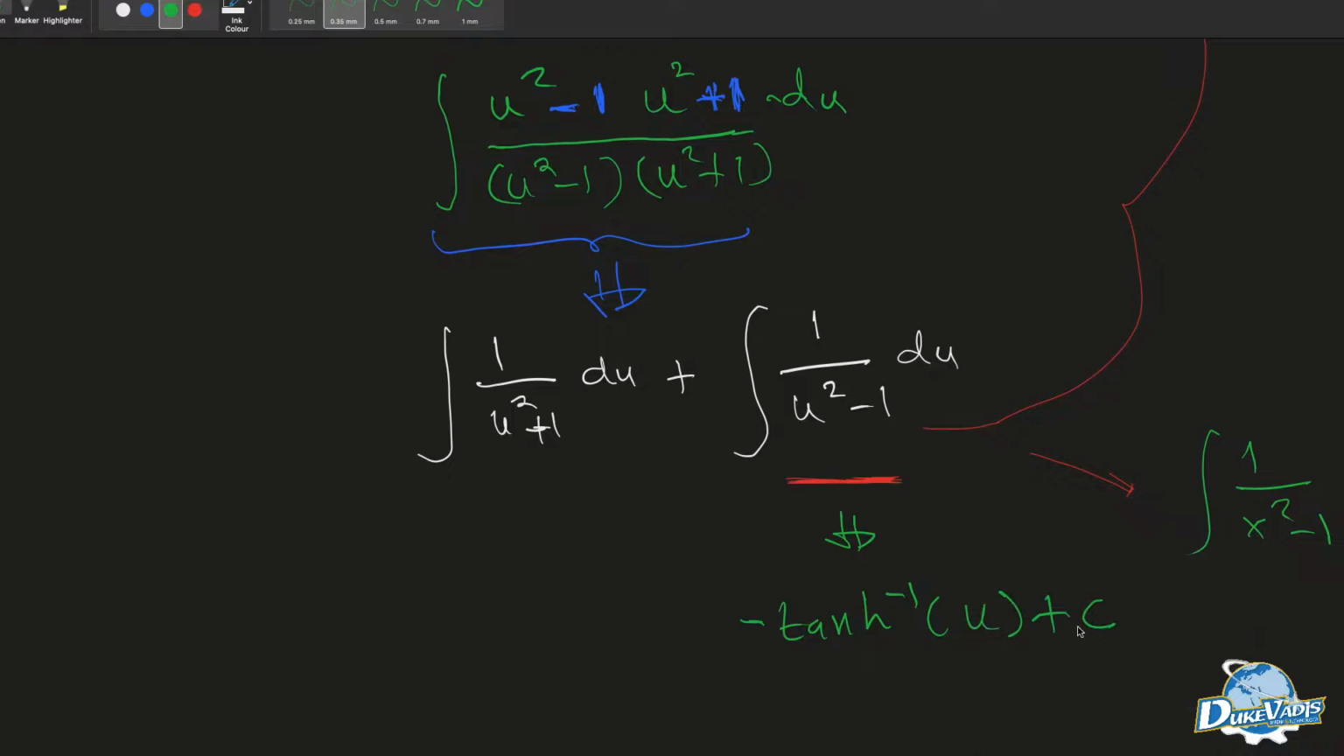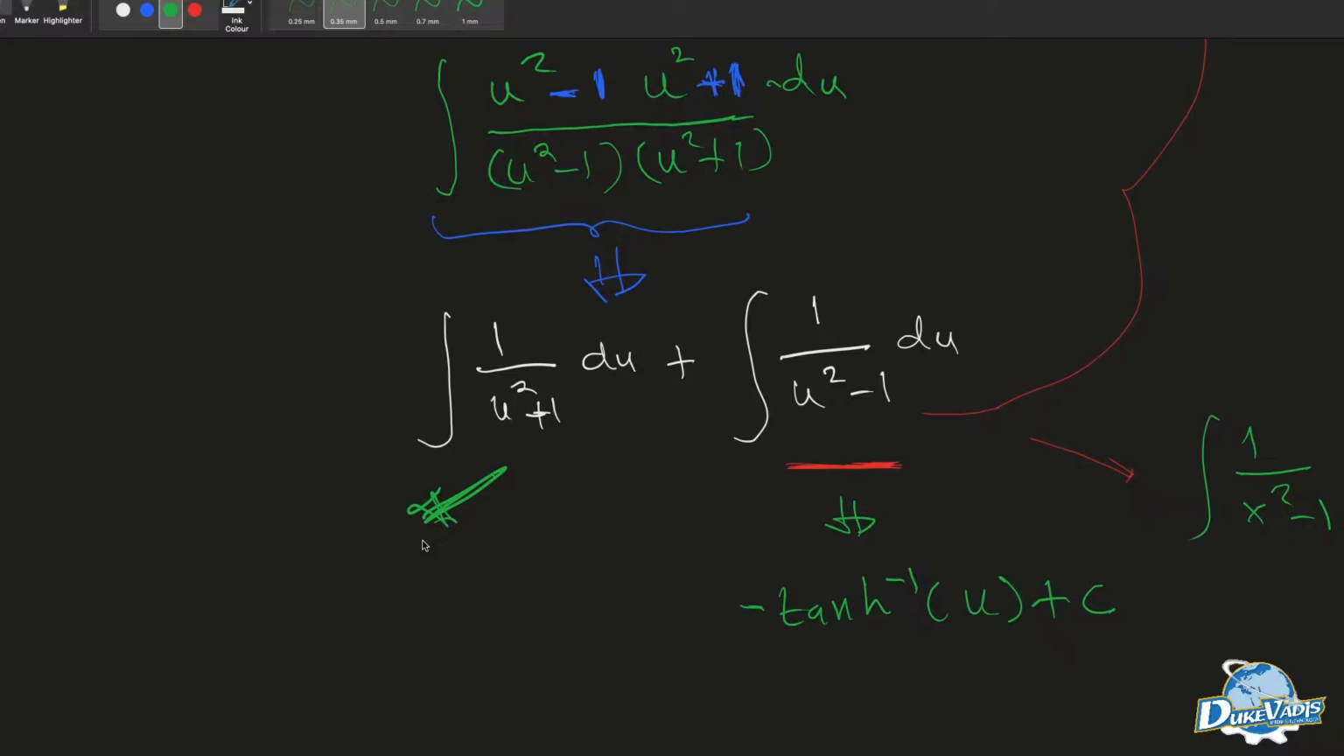So now our issue is with this. How do we integrate this? How do we integrate 1 over u squared plus 1? Straight on, we can also use the integral function. You remember, we can write our integral here as the integral of 1 over u squared plus 1 squared du.